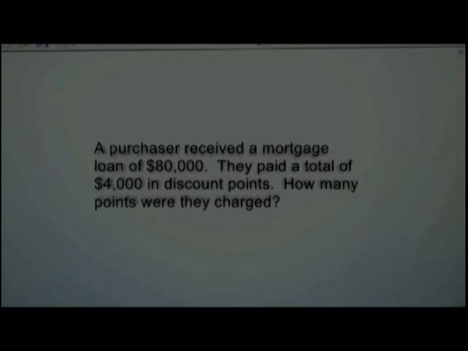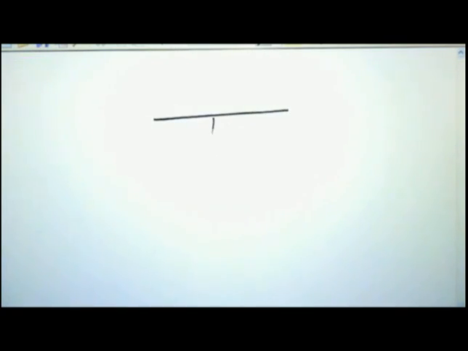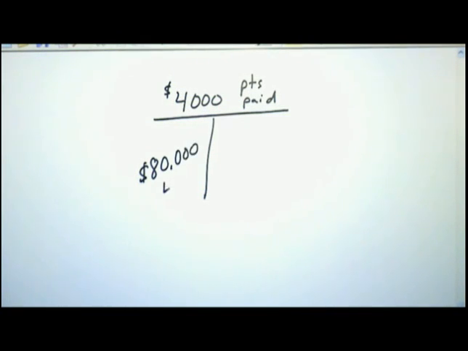A purchaser received a mortgage loan of $80,000. They paid a total of $4,000 in discount points. How many points were they charged? If I go to my T and I put the $4,000 in points paid on top, and I divide that by the loan amount of $80,000, I come up with 0.05, or 5 points.